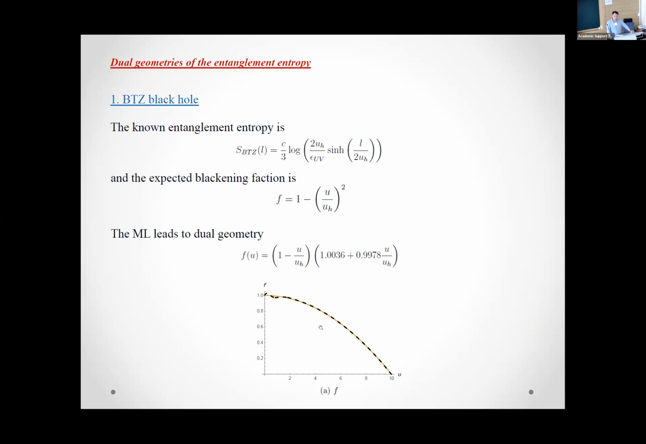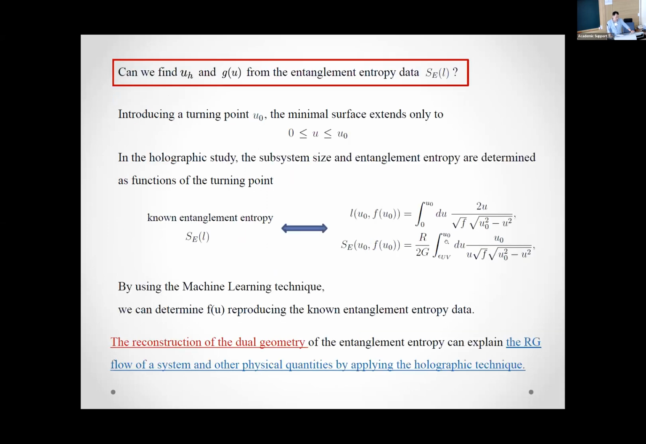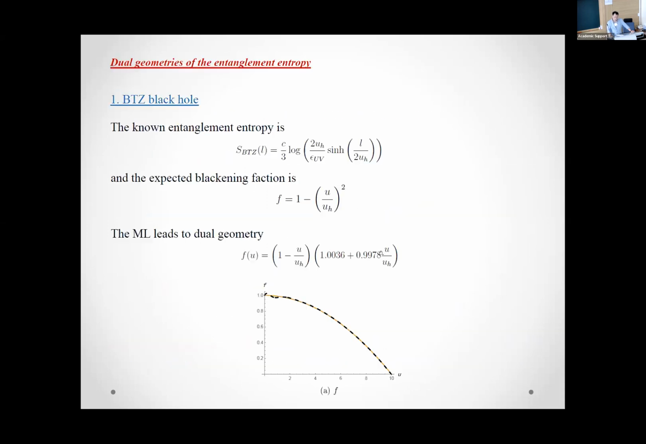Okay. So you mean that this is determined by the machine learning method? Yeah, using this one. So this is a small error. The expected one is 1 plus 1 U over UH. So that's the exact result. Yeah, so that is the known case.